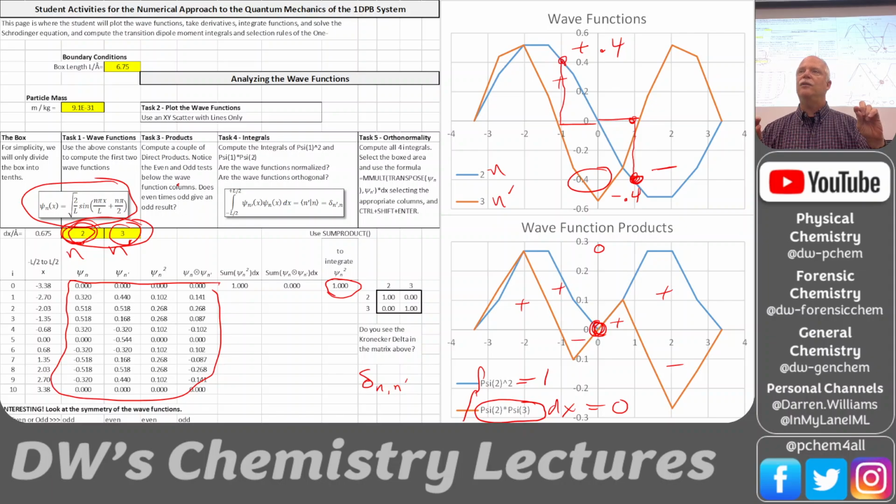Do you understand the language? Equal in magnitude, they're both 0.4, but they're opposite in sign. That's the definition of an odd function. So by definition, that's an odd function. When you go the same distance in each direction, they're equal in magnitude but opposite in sign. So that's an odd function. And down here, we have that the symmetry of the wave function n equals 2 is odd. What about wave function number 3?